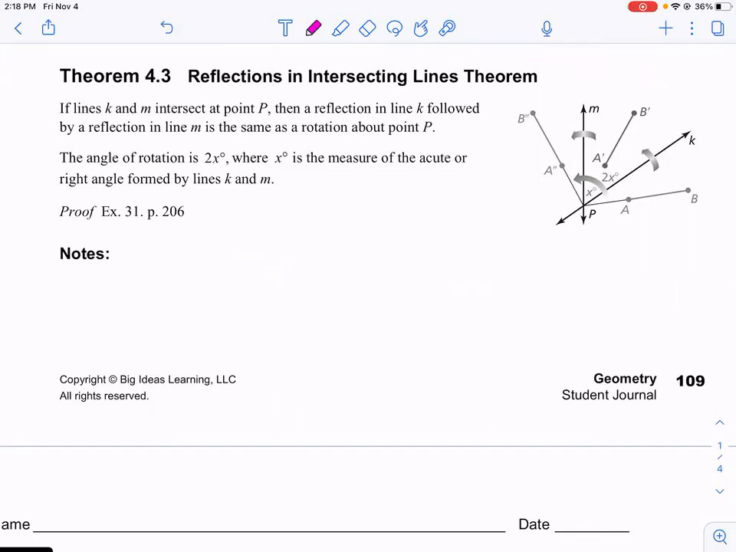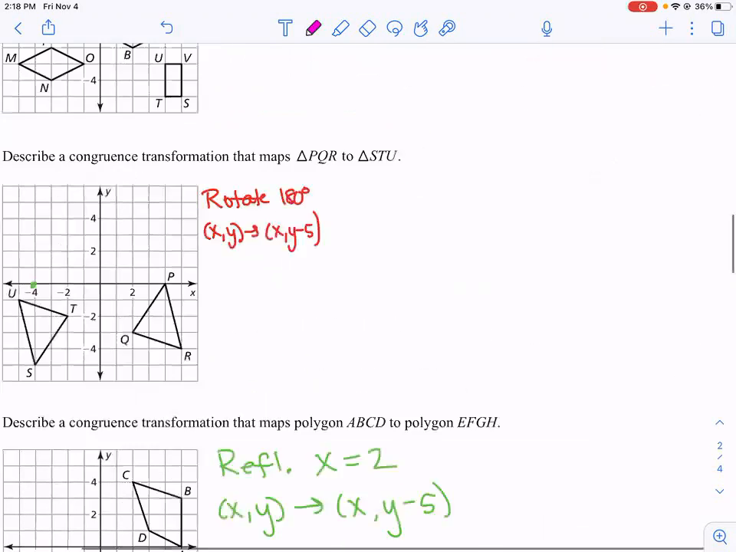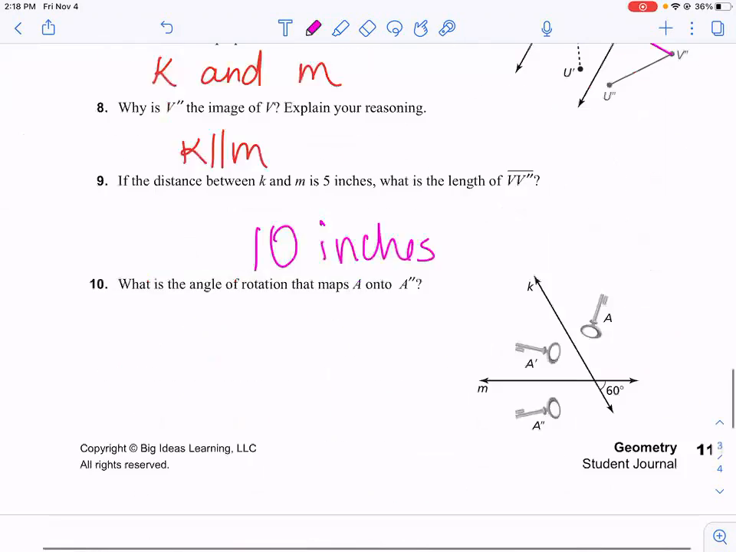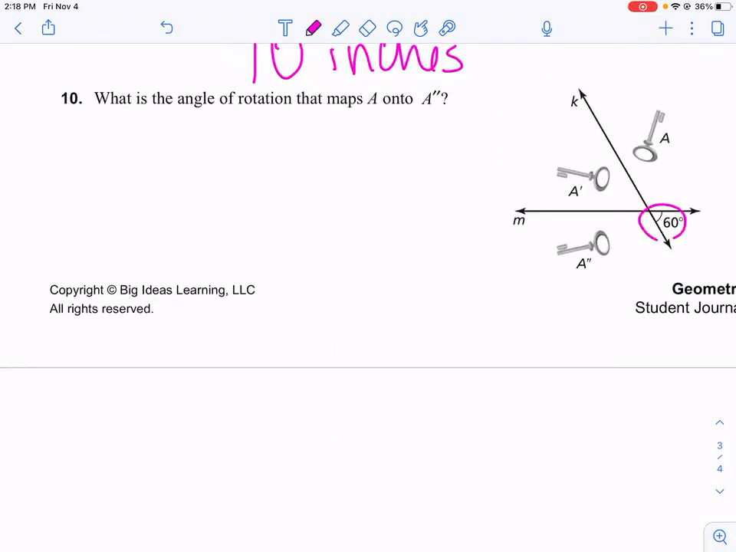If we have an angle of rotation of x degrees right here, then when we map this guy to this guy to this guy, that angle is going to be twice as much. So for example, if we go back to number 10, do you see how this is 60 degrees right here? If I'm asking you for the angle of rotation from A to A double prime, what is that going to be? We double it, 120 degrees. Okay. That's what that theorem says.